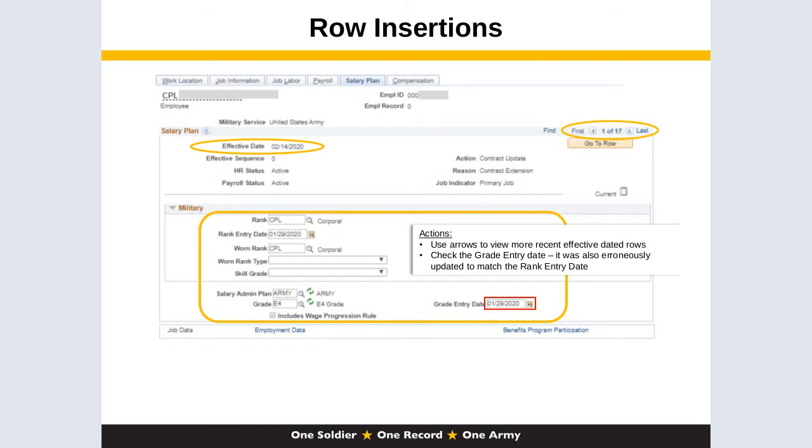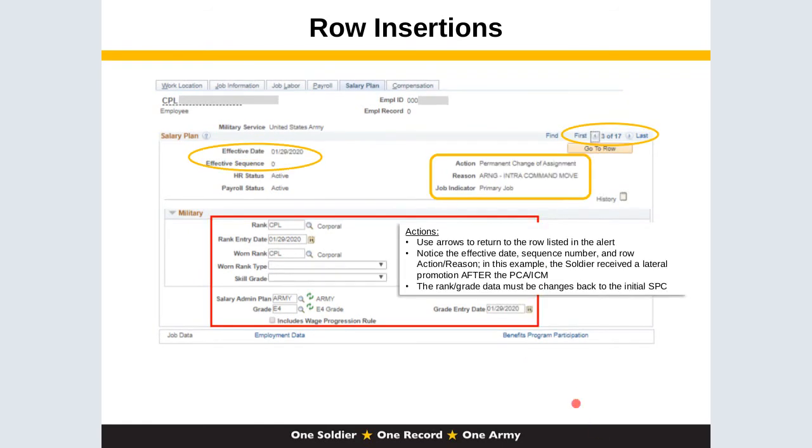So now for the sake of moving forward, I'm going to go to row 1. I'm also checking out the salary plan tab since I've seen that that was an issue. I see the effective date, acknowledge that. I see the corporal data appears to be correct, but here again, the grade entry date was also updated incorrectly. So that also needs to be changed back to the July 2015 date that it was on row 4.